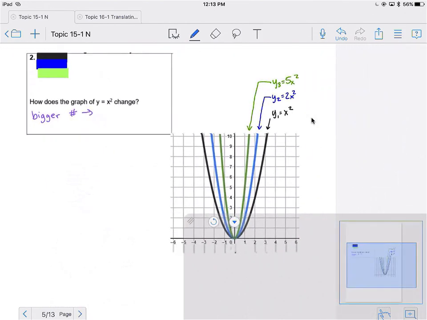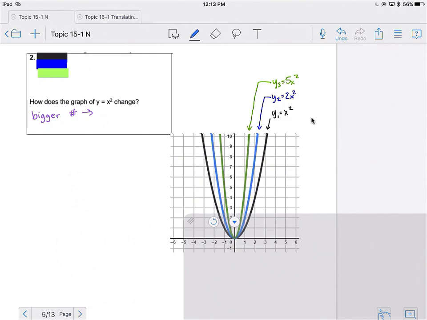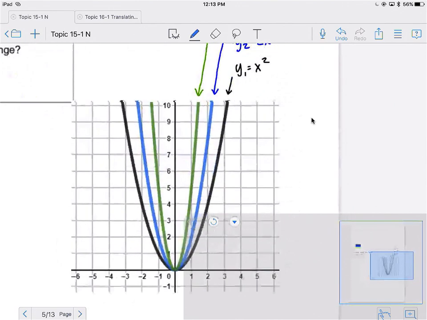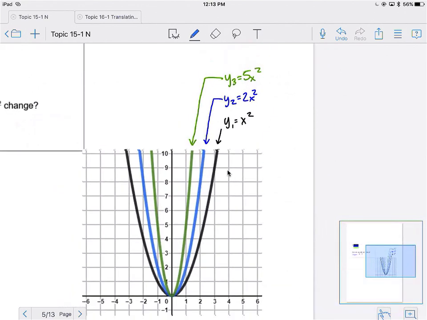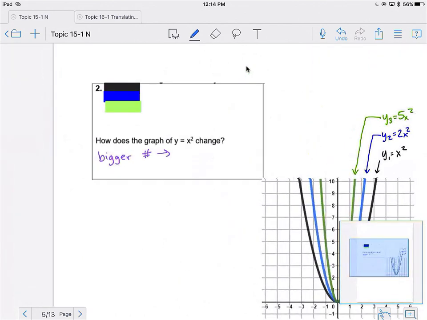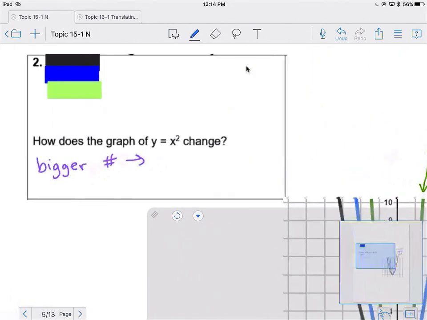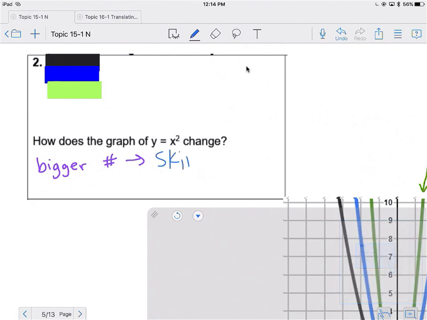So problem 2, you don't have to turn the page, we just have a new graph. Problem 2 asks, how does the graph of x squared change? So looking at this graph, we have x squared in black, 2x squared in blue, and 5x squared in green. So as the numbers in front, which we call our a values, are getting bigger, our graph is getting skinnier or narrow.